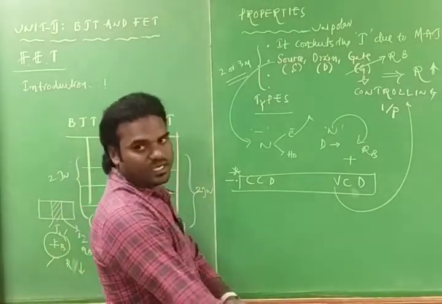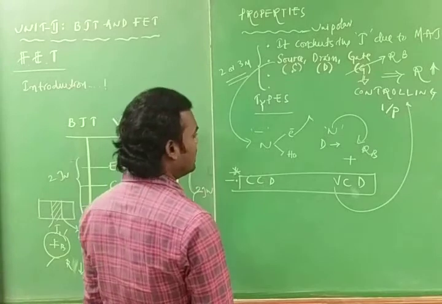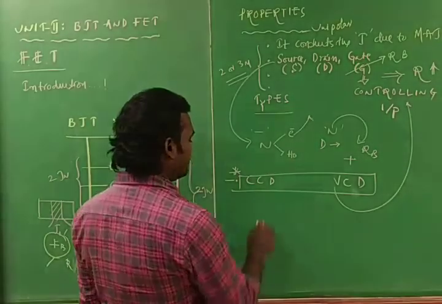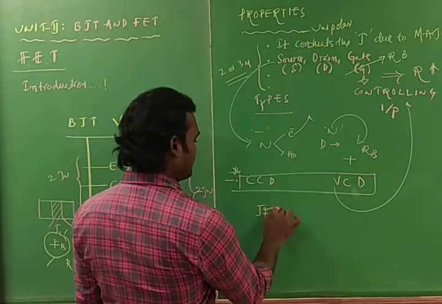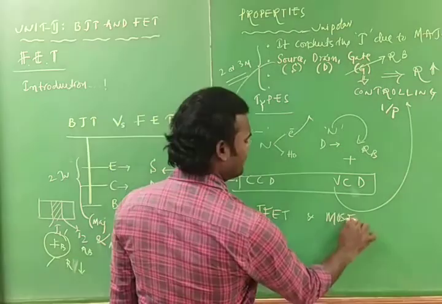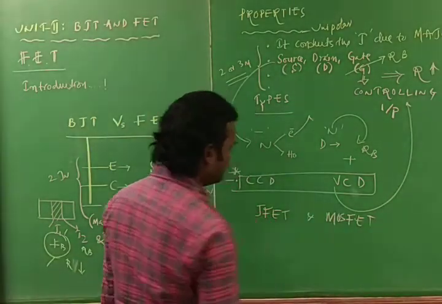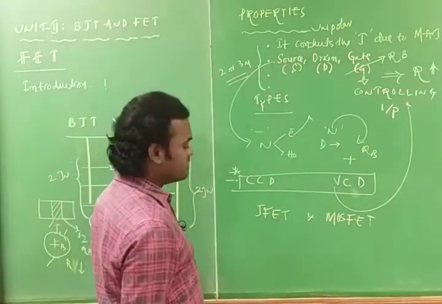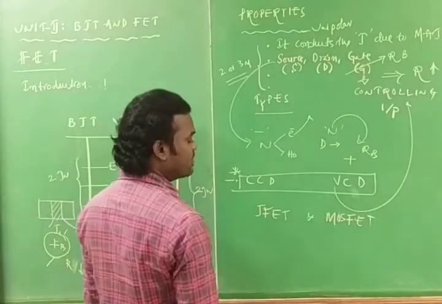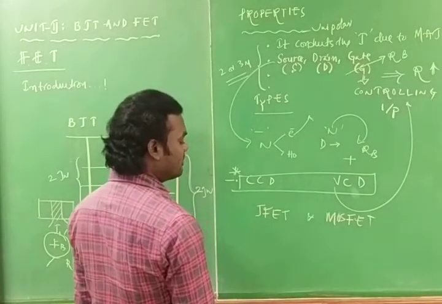These two are the popular transistors, BJT and FET. There are two types of FET: one is JFET and the other is MOSFET. JFET stands for junction field effect transistor. MOSFET stands for metal oxide semiconductor field effect transistor.